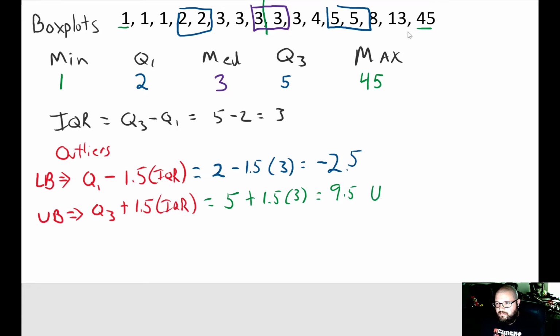So again, this is the upper bound fence. And the negative 2.5 was our lower bound fence. So in other words, what it's saying is anything less than negative 2.5 would be considered an outlier, and anything above 9.5 would be considered an outlier. So right off the bat, we already see that 13 and 45 are outliers.